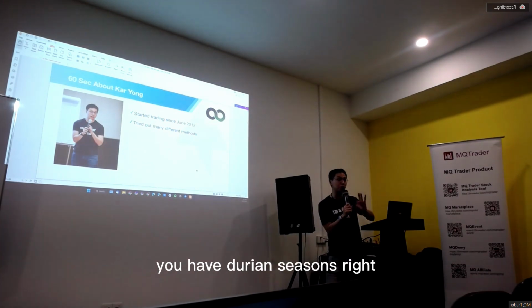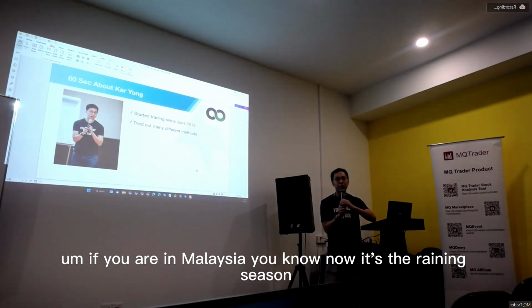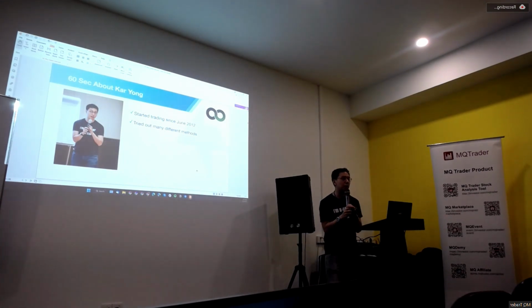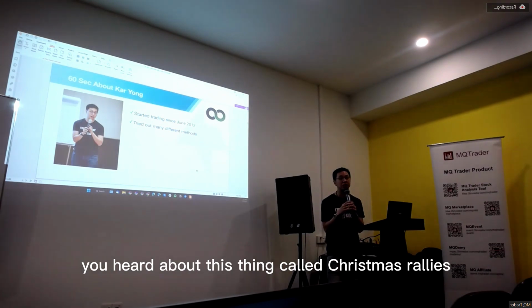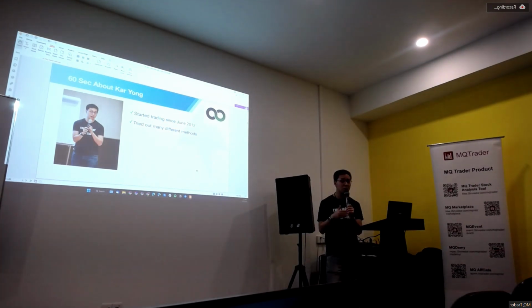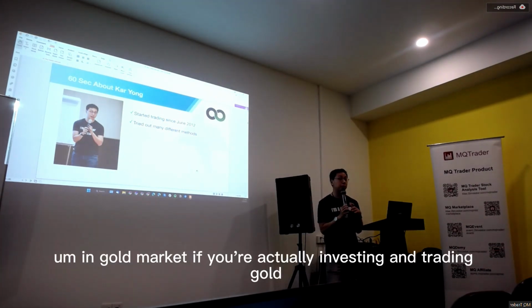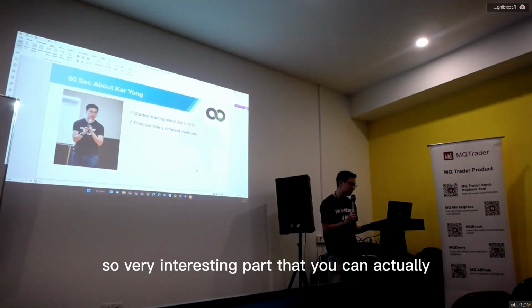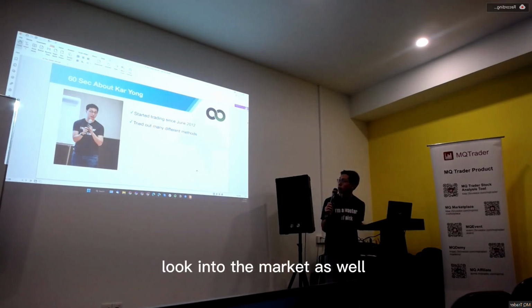If you like durian, you have durian seasons, right? If you are in Malaysia, I think we know now it's the raining season. In the financial market, there are seasons as well. Okay, probably in the stock market, you heard about this thing called Christmas rally, which is coming soon, right? In the gold market, if you're actually investing and trading gold, there's also that gold season. Right? So it's a very interesting part that you can actually look into in the market as well.